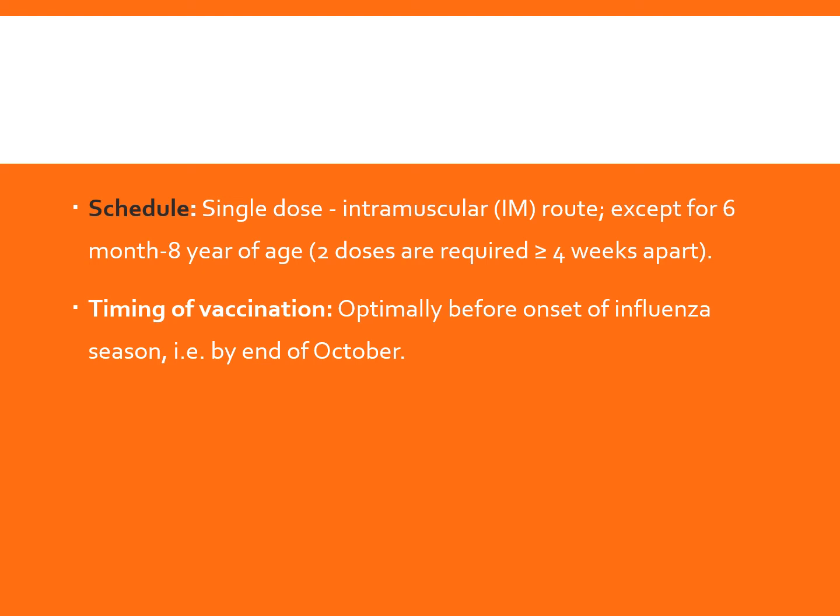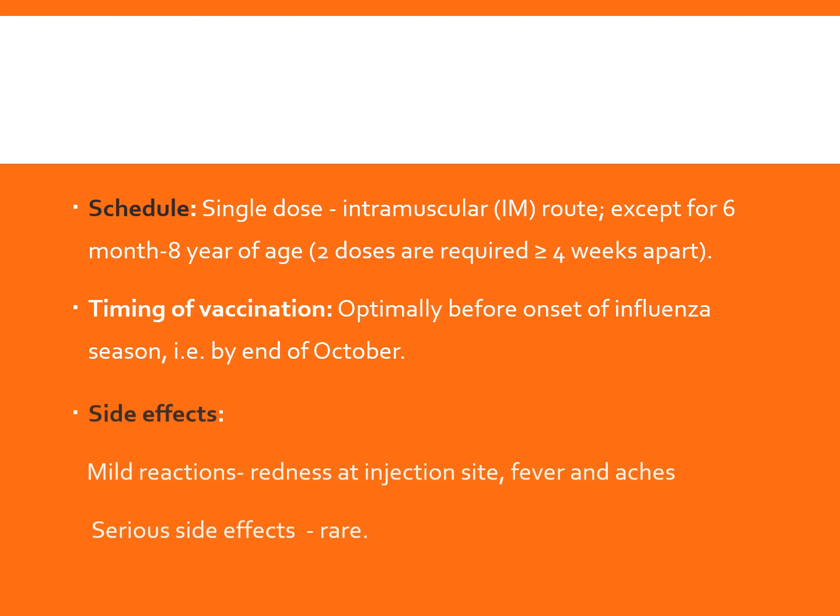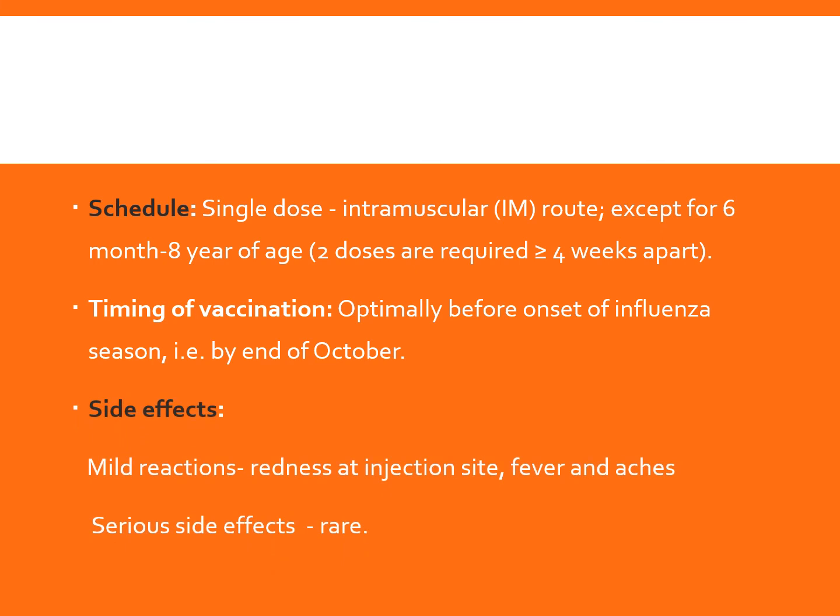And what is the timing of vaccination? Usually before the onset of the influenza season, by the end of October. Side effects can be mild reactions, that is redness at the injection site, fever, ache. These are the common side effects whenever you give any intramuscular vaccine. Serious side effects are rarely seen.